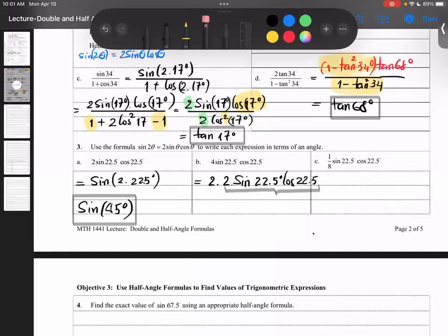All right, so part B, we did the one I highlighted in black there. So that's sine of 45 degrees. All you have to do is bring the 2 down, multiply that, and you're done. I'm going to put it here. Let's see. Here's my note.